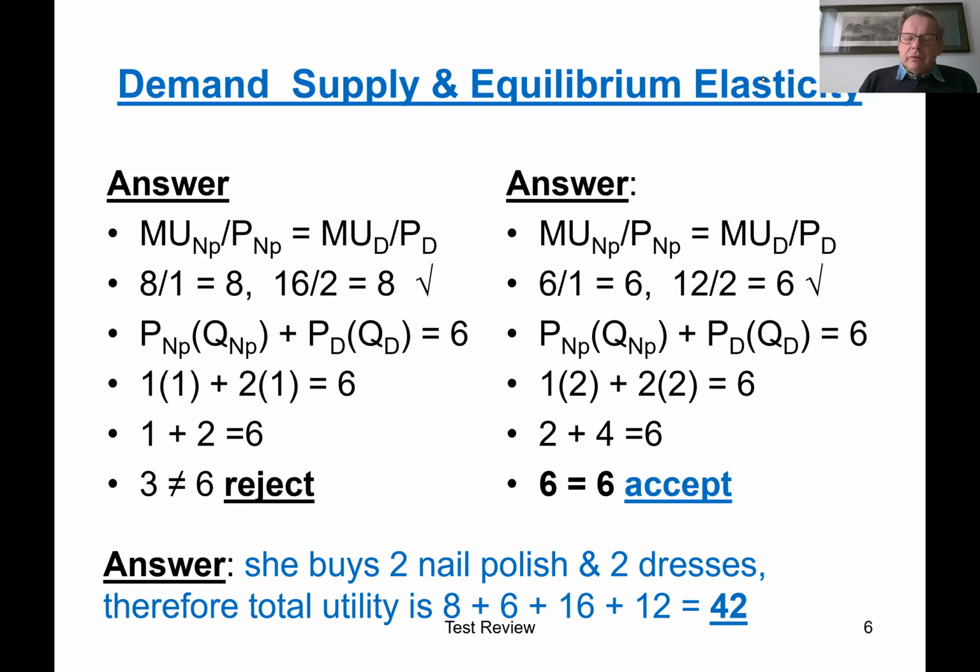The total utility that she receives is the summation of all of the individual marginal utilities. The 8 plus the 6 plus the 16 plus the 12 will equal 42. You'll recall we've done at least 2 or 3 of these problems in the notes that I sent you previously. We'll go on to the next question.